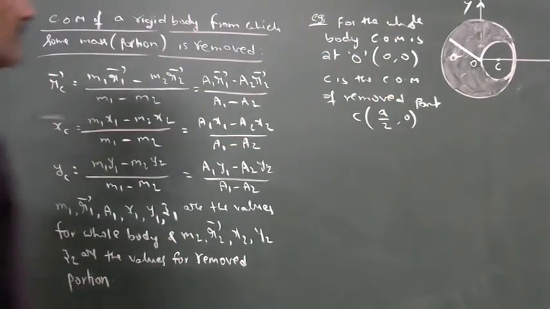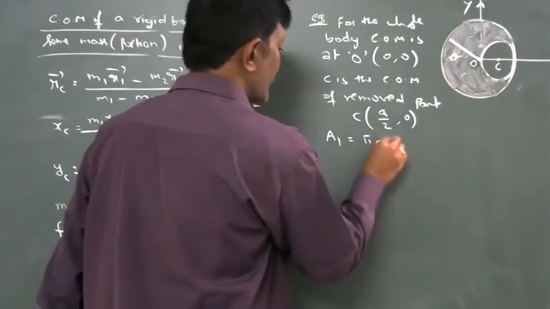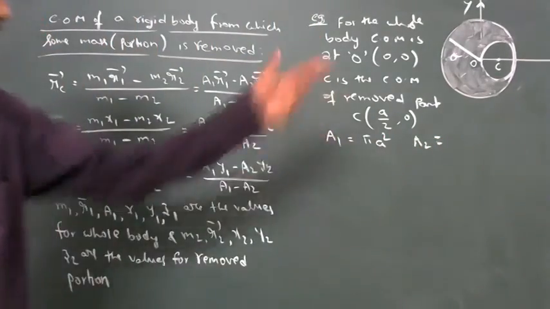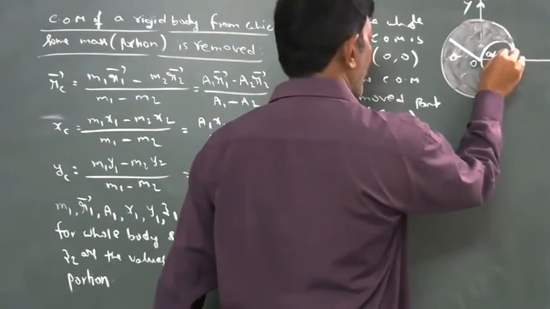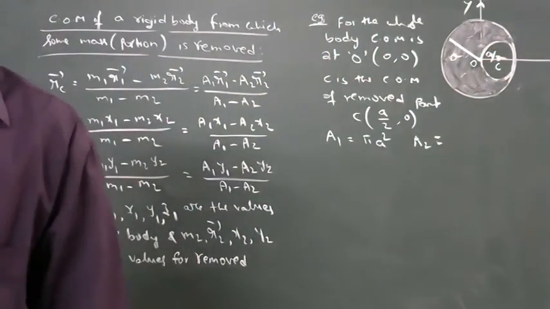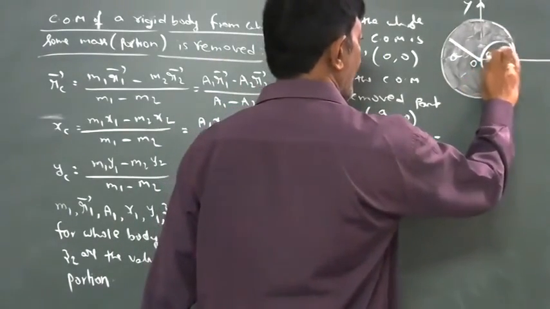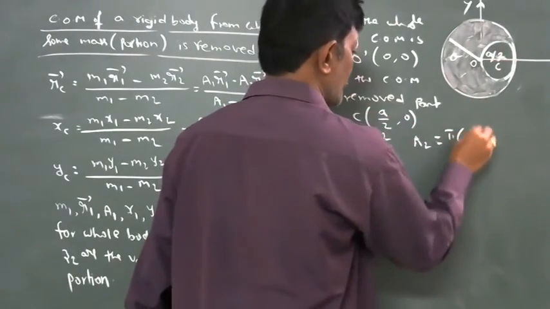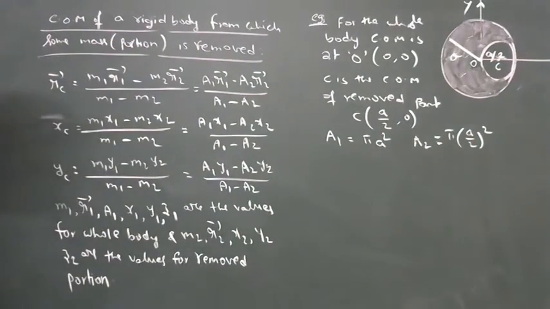Next, area A1 is equal to pi a square. A2, the area of the removed portion. The radius is A by 2, therefore it is pi into (A by 2) square.